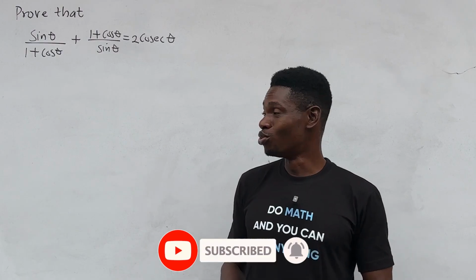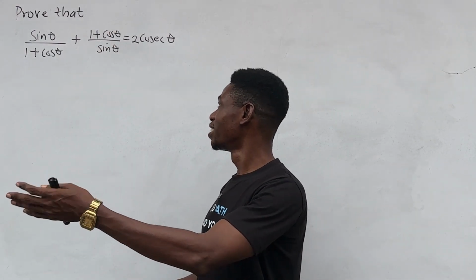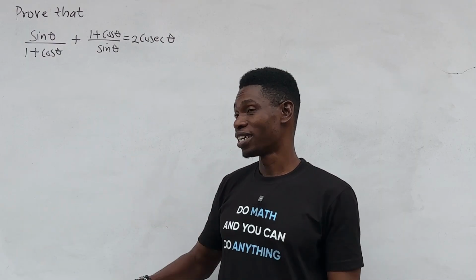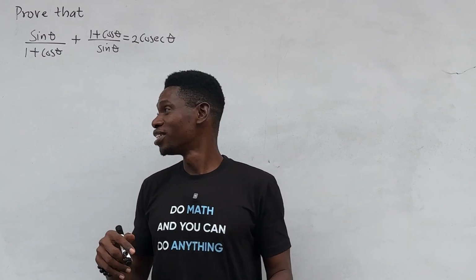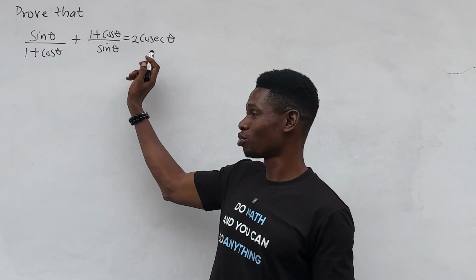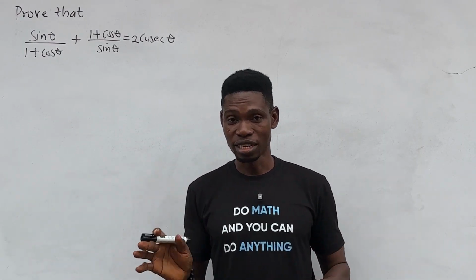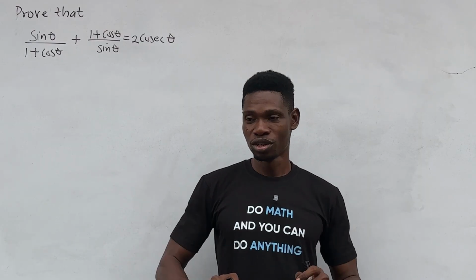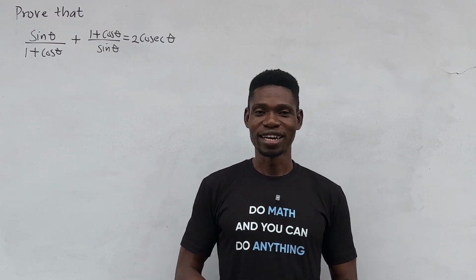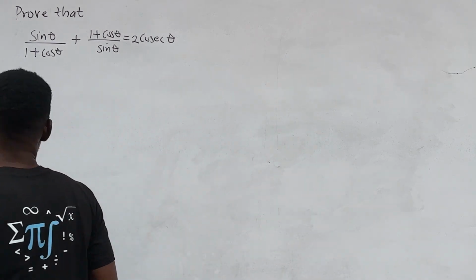Now we want to prove that what we have on the left hand side is equal to what we have on the right hand side. So we want to prove that this is equal to this. As we're doing the proof, I'll try my best to break it down, explaining the things that we need to know, and then we'll get our answer easily. So let's do trig together. Solution.